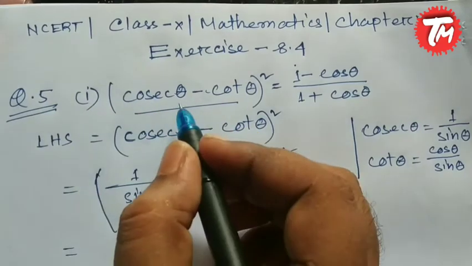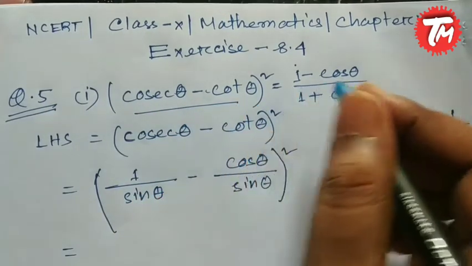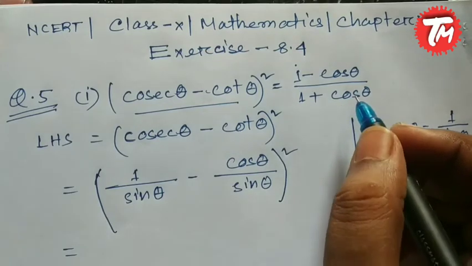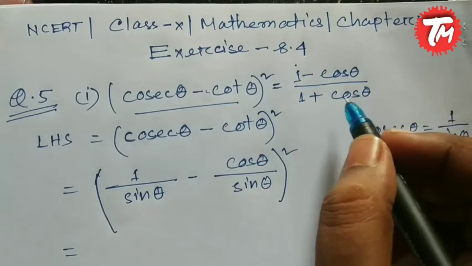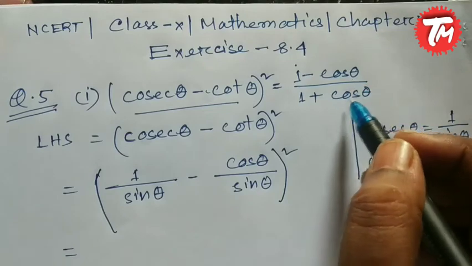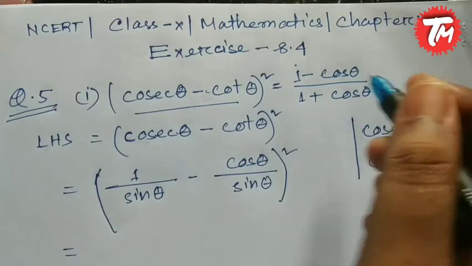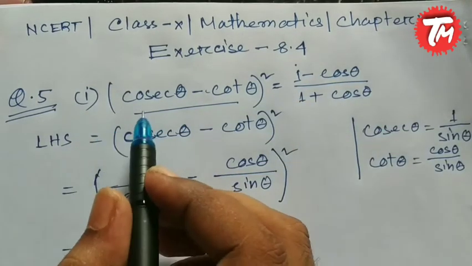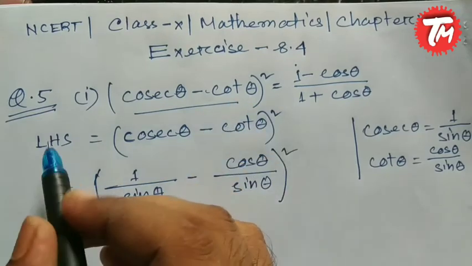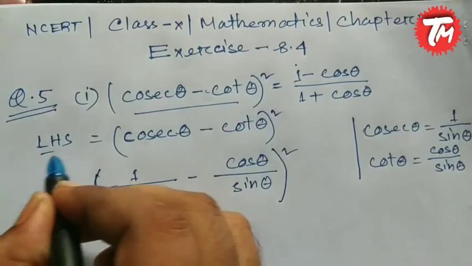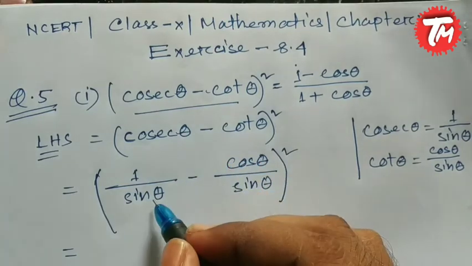Cosec theta minus cot theta whole square equal to 1 minus cos theta divided by 1 plus cos theta. So we have to prove this. We have to write down here cosec theta minus cot theta whole square. This is the left hand side. Cosec theta means 1 by sin theta.